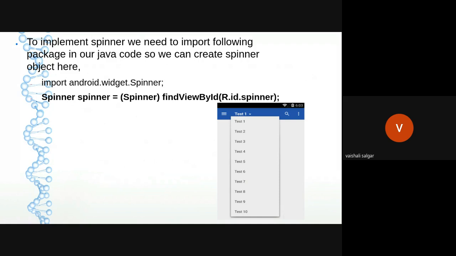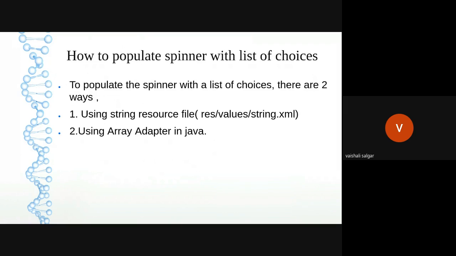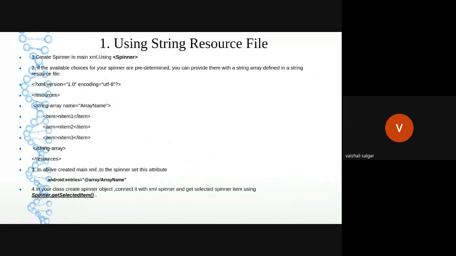To implement the spinner, we need to import the following package in your Java file. In order to associate your design with the actual activity in your main activity, we have to import this specific class, that is the Spinner class. And we all know findViewById. By using findViewById, we will link that particular spinner object with the functionality or with your activity file. After linking the spinner with your main activity, the next thing is how I can add the set of values to this particular spinner.